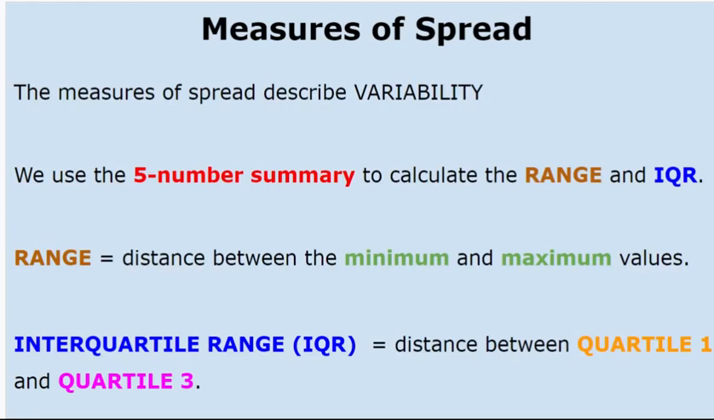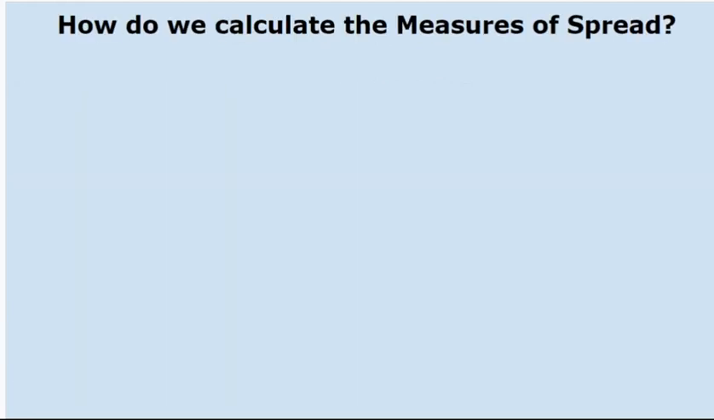Measures of spread. The measures of spread describe variability. We use the five-number summary to calculate the range and IQR. Range is the distance between the minimum and maximum values, while interquartile range, or IQR, is the distance between quartile 1 and quartile 3. So how do we calculate the measures of spread?